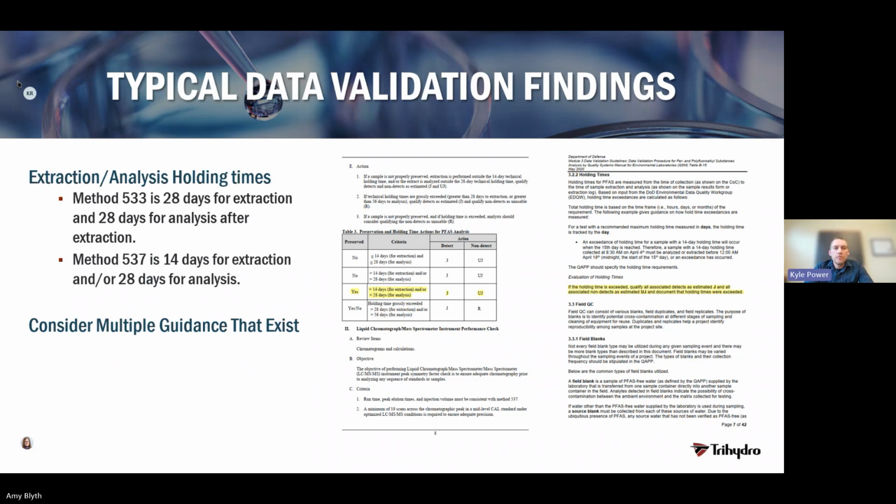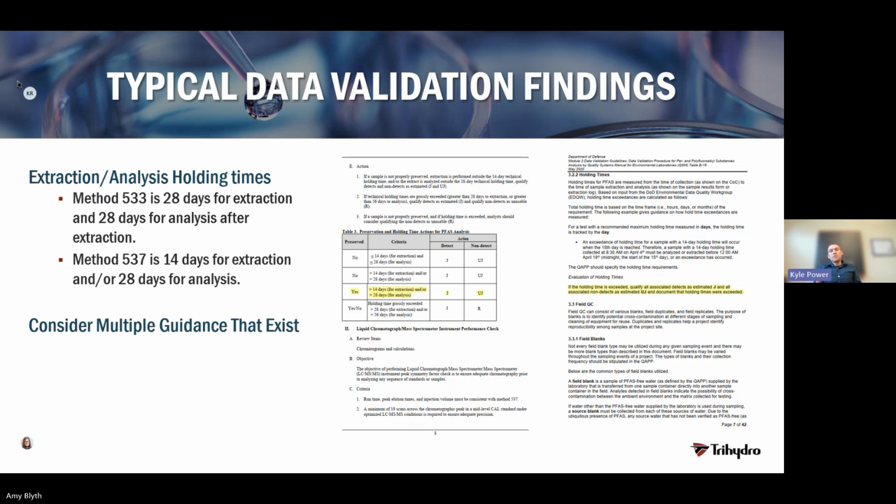I always like to point out holding times. Based off your method, your holding times are going to be different. I list methods 533 and 537 here. If you're considering outside drinking water, such as 1613, that has different holding times based off of how you preserve the sample. But I always like to point out holding times because, compared to other methods, this is generally the most common reason we're rejecting or qualifying data: we miss the holding time and we can't rely on it.